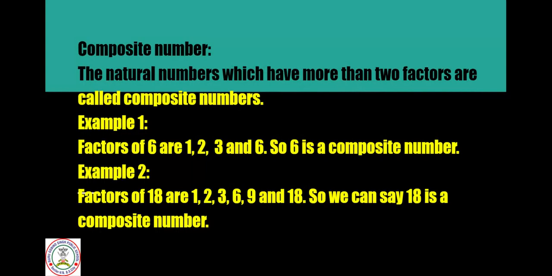Factors of 18 are 1, 2, 3, 6, 9 and 18. So we can tell 18 is a composite number.